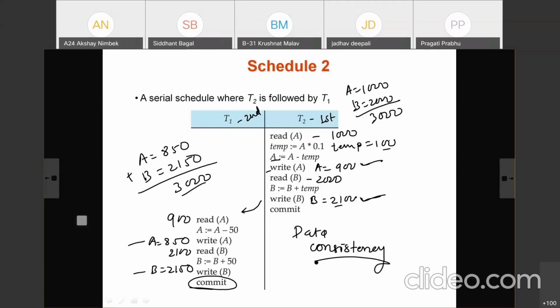Okay, clear to everyone? So always remember that serial execution always results in data consistency. Serial means first we execute one entire transaction and then we go for another transaction. So one property of serial execution is that it always results in data consistency. Everyone clear with serial execution? We call this a serial schedule.